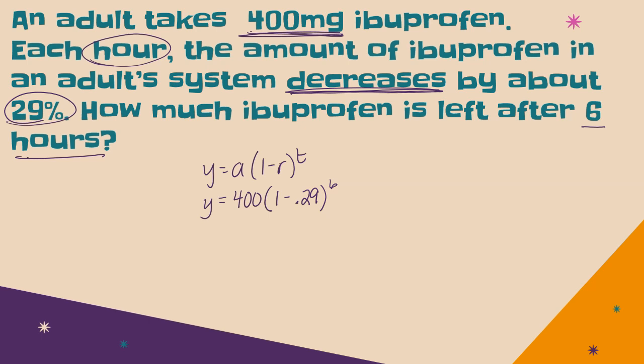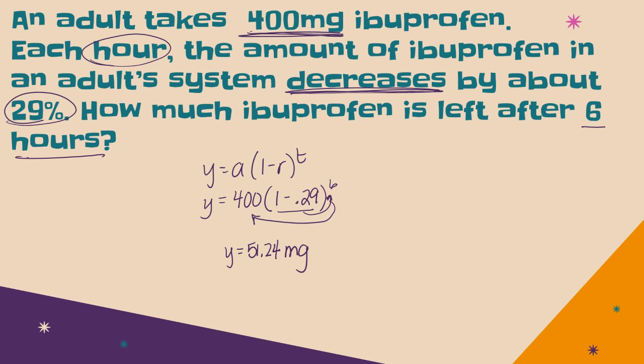So here's where we can just plug this into our calculator. We're going to start with 1 minus 0.29, which is 0.71. Then I'm going to take that to the power of 6, which is 0.128100284. So remember, I'm starting with my parentheses, then I'm taking it to my power, then I'm going to take that number times 400. I'm doing all of this on my calculator, and I'm ending up with 51.24 milligrams. So after 6 hours, an adult would have 51.24 milligrams left in their system.